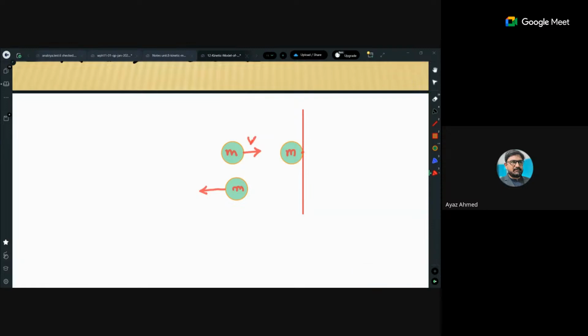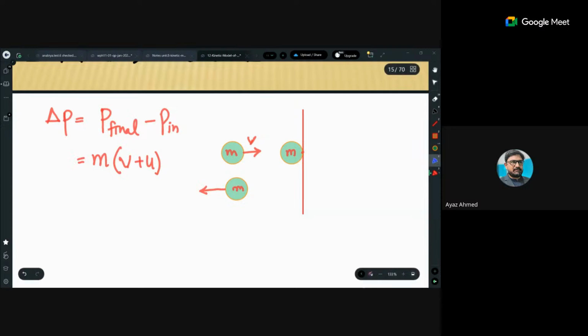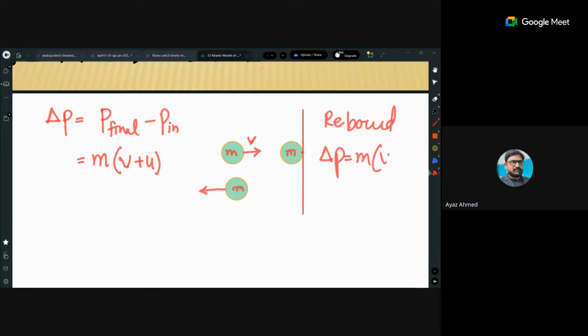Is it a game of change in momentum? Change in momentum. Momentum final minus initial momentum. Okay? So I can say that m is the mass of the particle and v plus u is the change in velocities. I told you simply, I will not get into detail of that here, but in case of rebound, change in momentum is equal to mass into sum of velocities, because this is taking a negative sign, this is taking a positive sign.